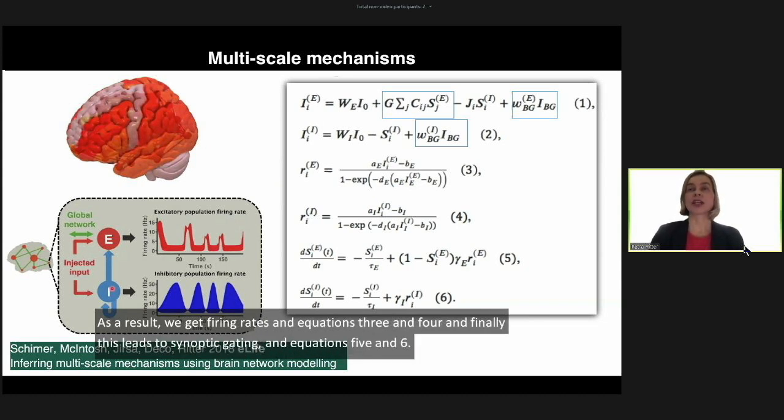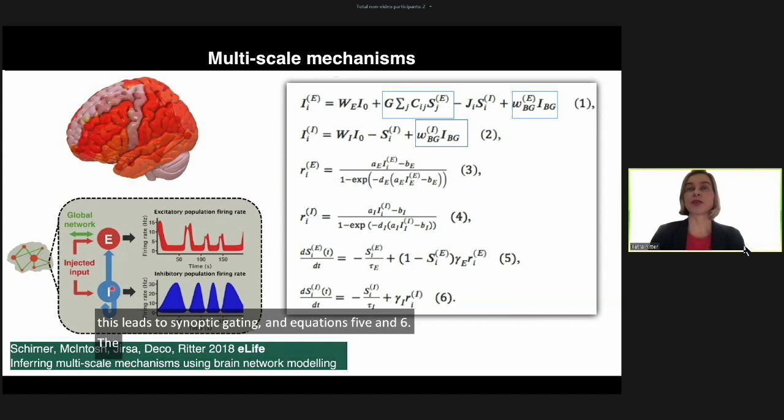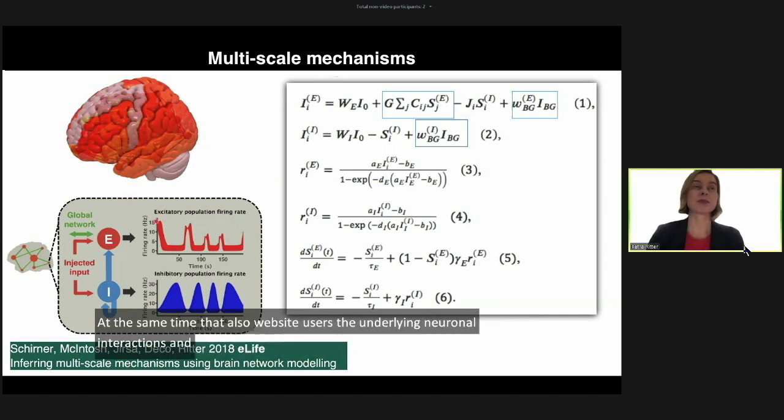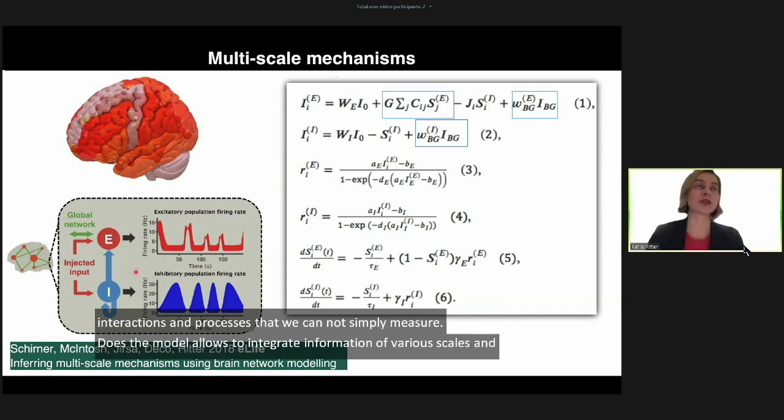The model generates what we can observe on the large scale via non-invasive measurements, that is resting state fMRI. At the same time, it also reproduces the underlying neuronal interactions and processes that we cannot simply measure. Thus, the model allows us to integrate information of various scales and modalities in a closed hypothesis of the brain.